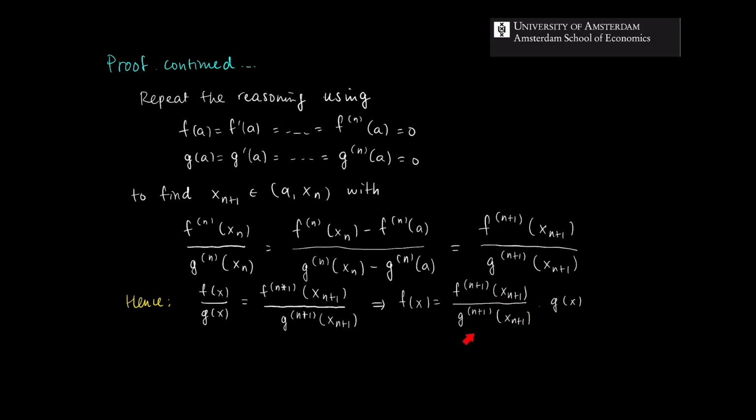But we also mentioned that the (n+1)th derivative of g is (n+1) factorial. So basically this is equal to some element, let's say ξ(x). ξ(x) can be defined as x_{n+1}, divided by (n+1) factorial times g(x), and g(x) is (x − a)^(n+1). So this completes the following theorem.